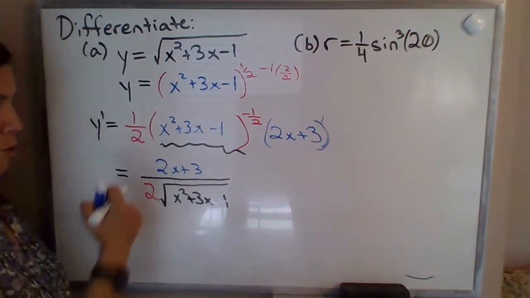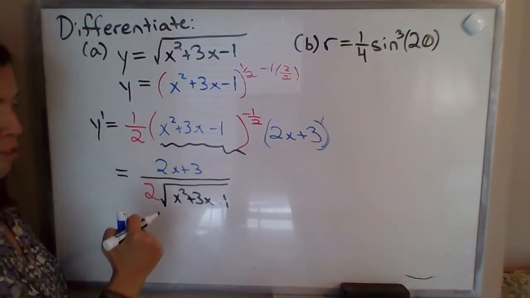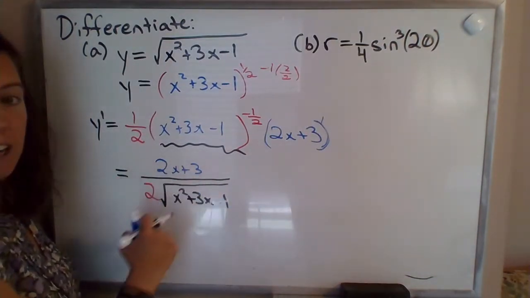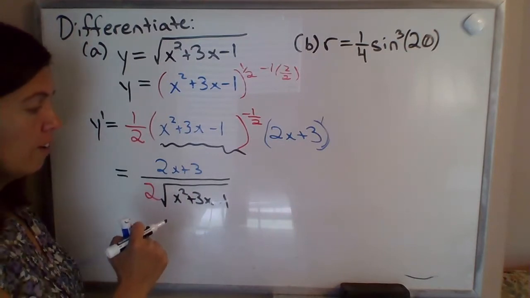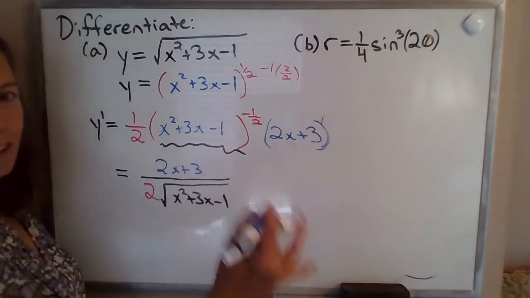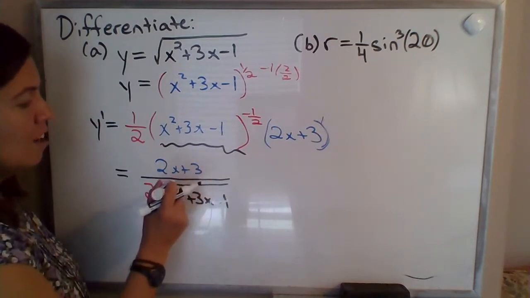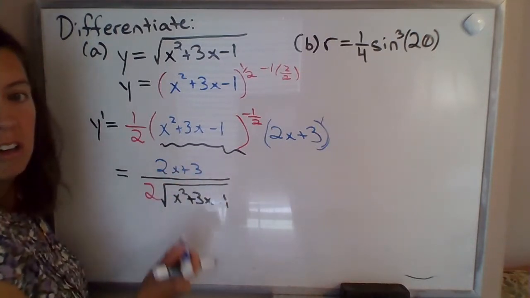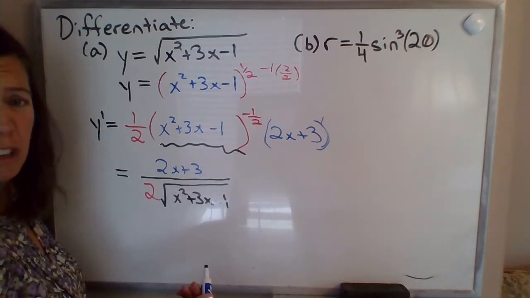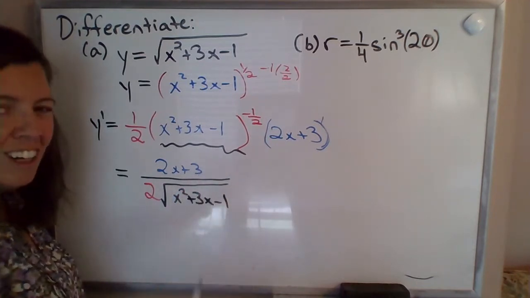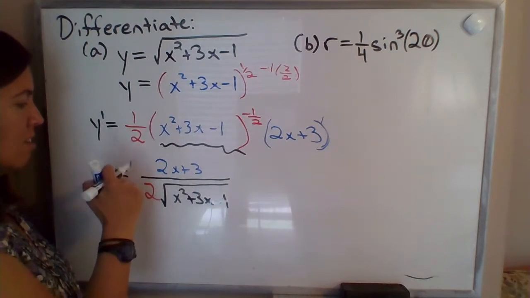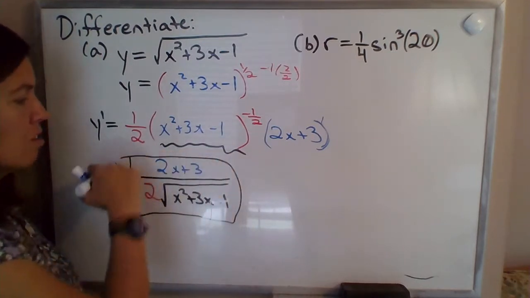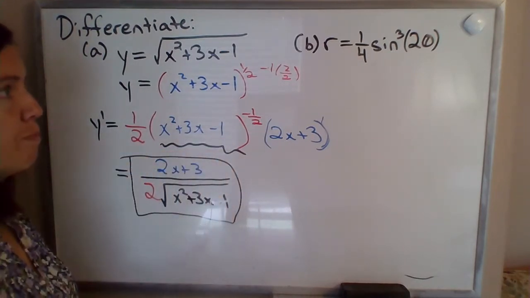Do not cancel the 2's there. That's one of those math felonies. 2 is not a factor of the numerator. If you're going to cancel the 2, you would have to divide both parts of the 2x plus 3 expression by 2, and that's going to give you 3/2 here. We don't want that. Just leave it like this. This is the best way to write your final answer to that problem.